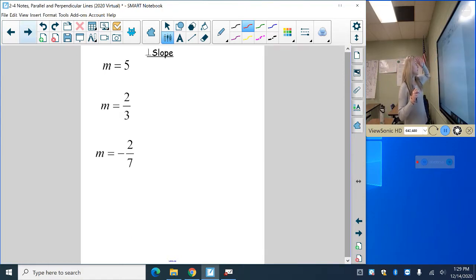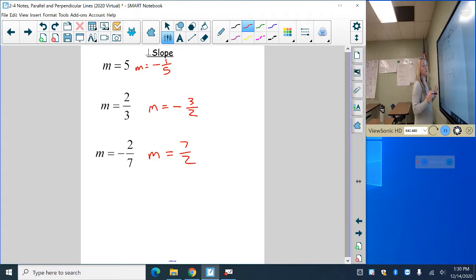Okay, so let's go through this. If I have a slope of one line of 5, that means the perpendicular slope is the opposite reciprocal. Since it's positive, it becomes negative. And since it's 5, we flip it and it becomes 1/5. If I have a slope of 2/3, to make the perpendicular slope, the opposite would be negative, and then flipping it would be 3/2. Perpendicular of negative 2/7, if it's negative, we make it positive, and then we flip it, so we'd have 7/2.